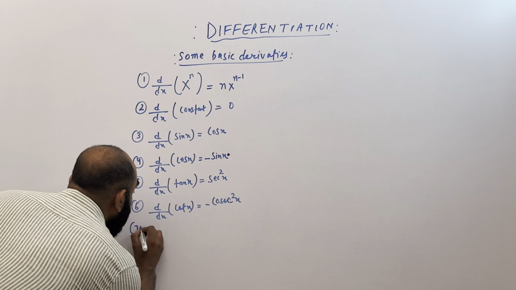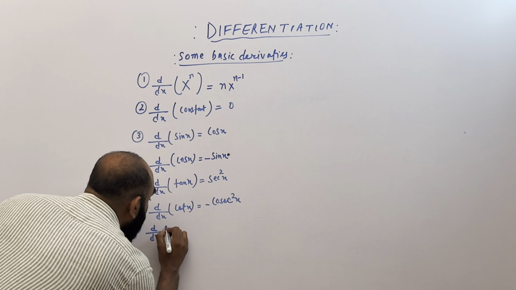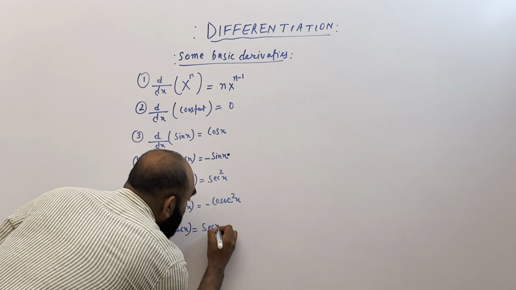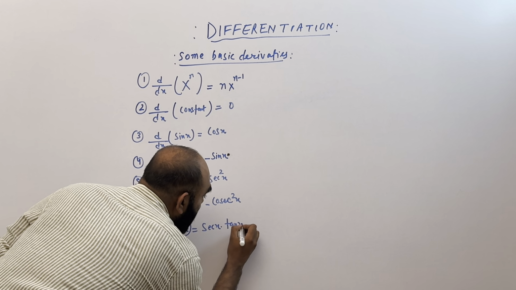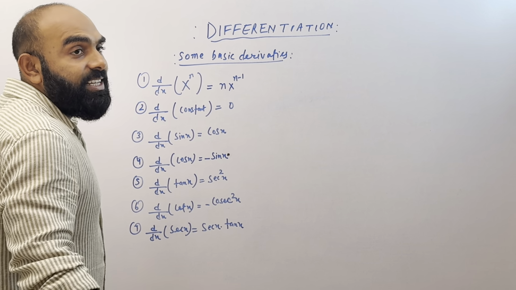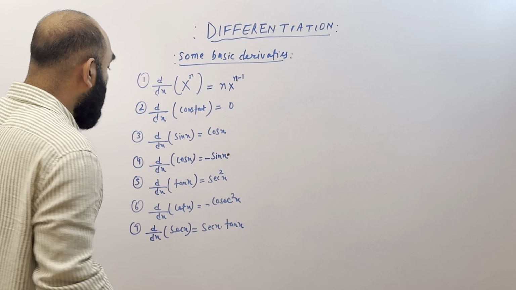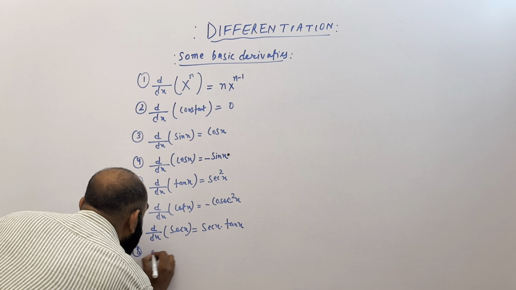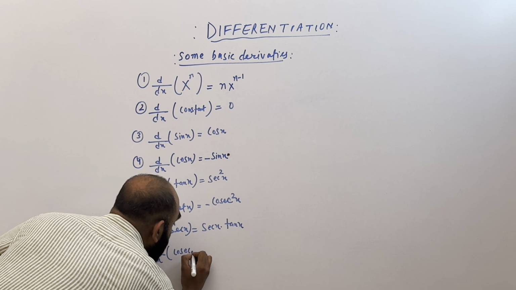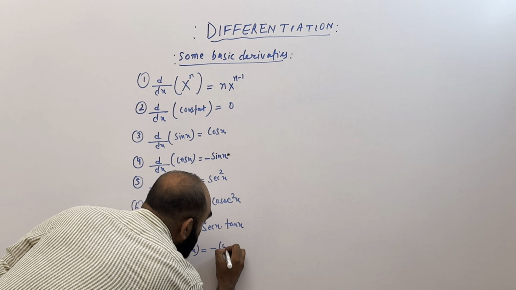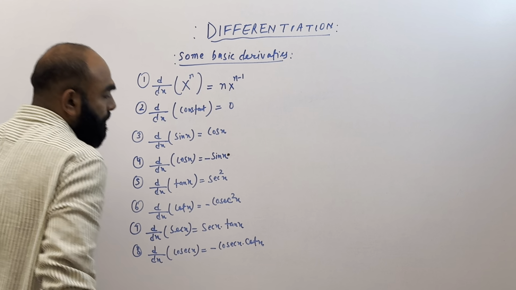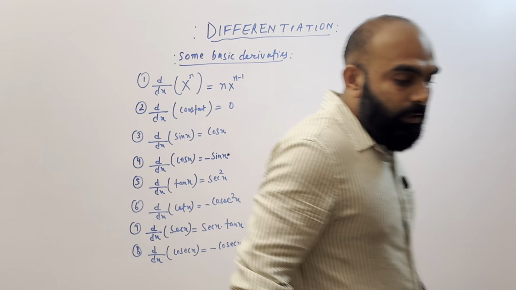Seventh one, d by dx of sec x is sec x into tan x. And d by dx of cosec x is minus cosec x into cot x. Write it down.